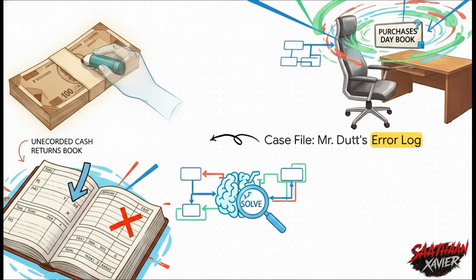And this brilliantly illustrates what a real-world error log actually looks like. Think of this as the actual case file for Mr. Dutt. We've got some fascinating clues here. An unrecorded 100 rupee cash receipt, an undercasted returns book, a purchase of an office table wrongly passed through the purchases daybook. These aren't just random, careless mistakes. They are very specific accounting crimes that we need to categorize and solve.